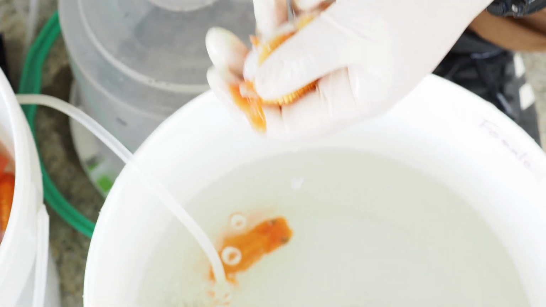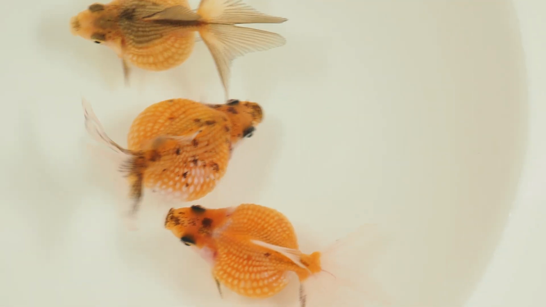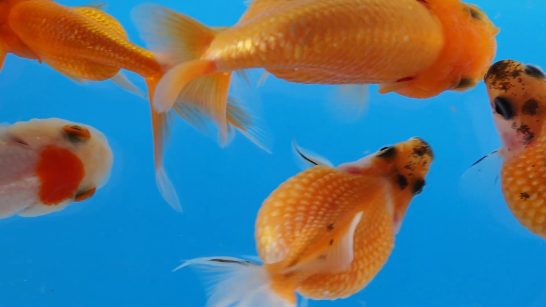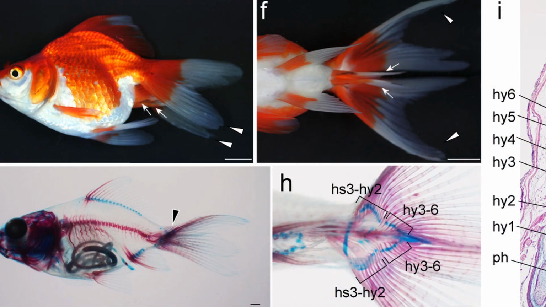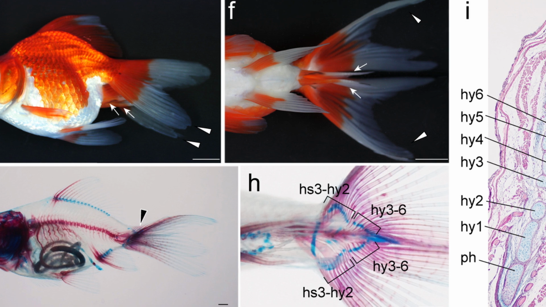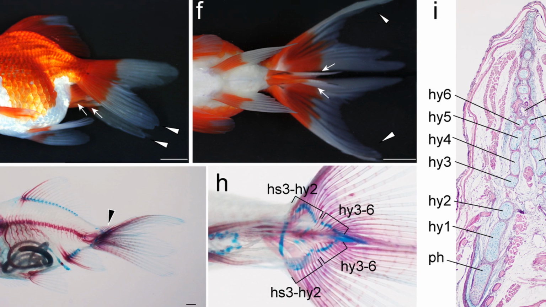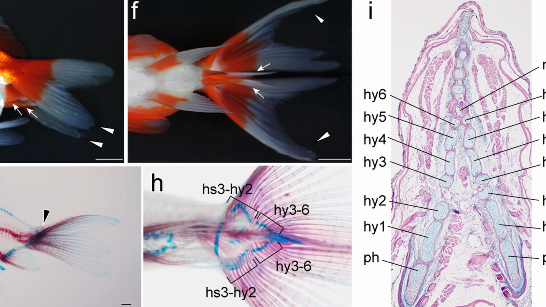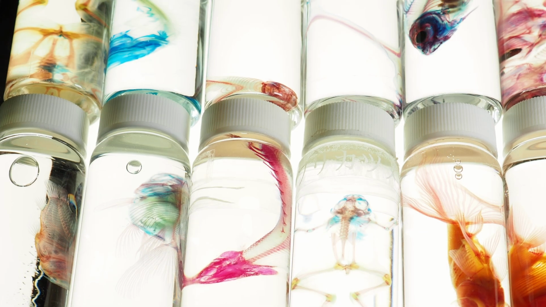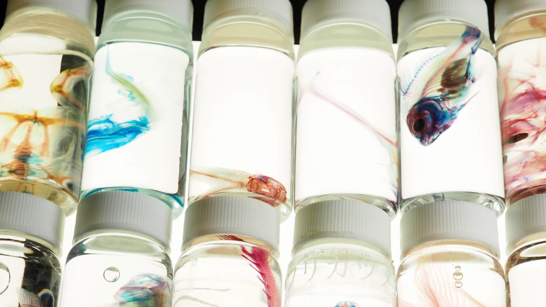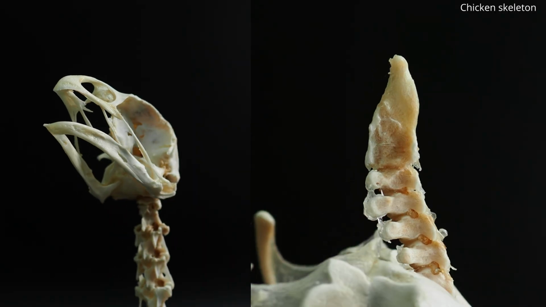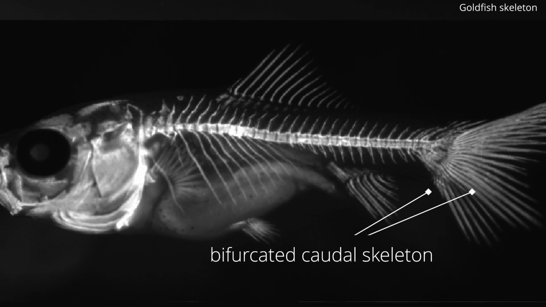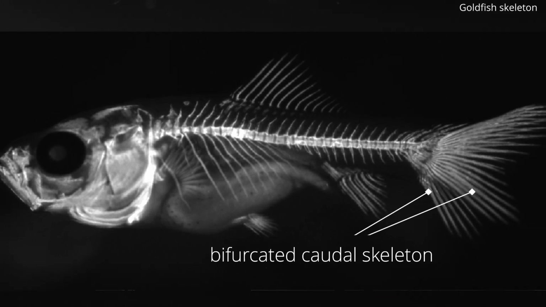Through the breeding process of goldfish, many varieties of twin-tailed goldfish were created. When we take a closer look at the caudal fins of these twin-tailed goldfish, we can see that the bifurcated caudal fin consists of left and right duplicated caudal skeletons. Considering that the skeletal structure of a caudal fin is part of the axial skeleton, this means that part of the axial skeleton has bifurcated in twin-tailed goldfish.